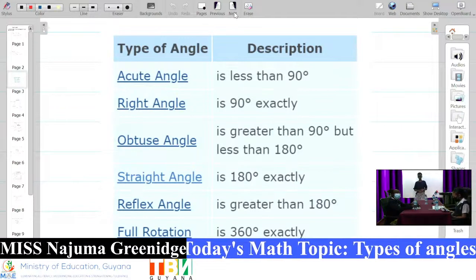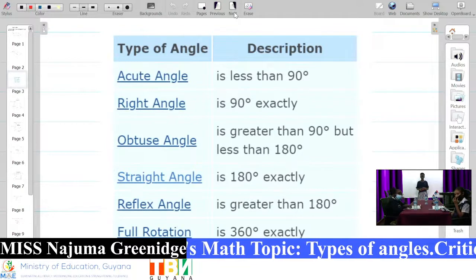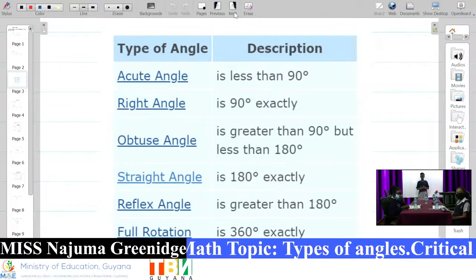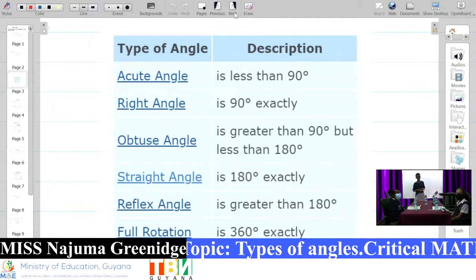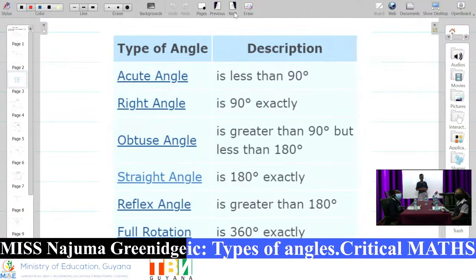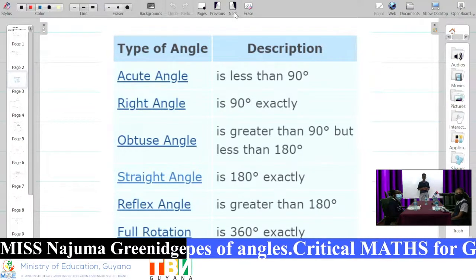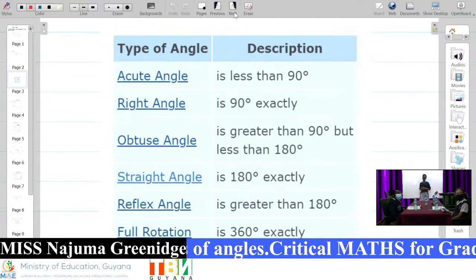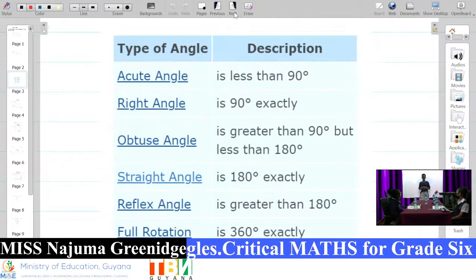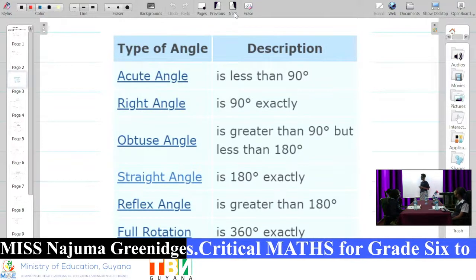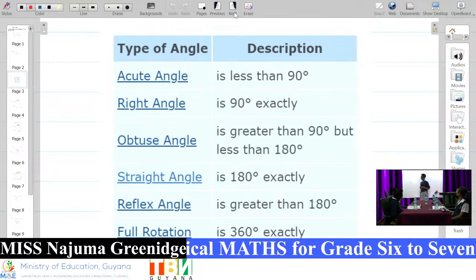An acute angle would be an angle which you rightly depicted as less than 90 degrees. So anything between 0 and 90 would be considered an acute angle. The right angle would be exactly 90. Can you identify any right angle in this room? Where do you think a right angle would exist? The chair. The back and the seat. Alright.